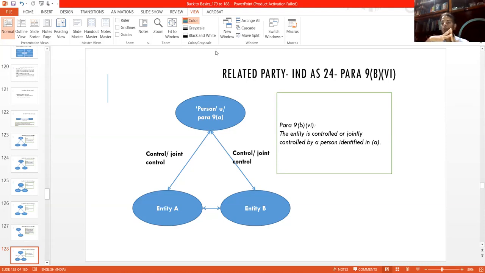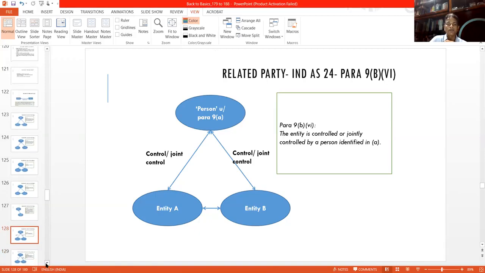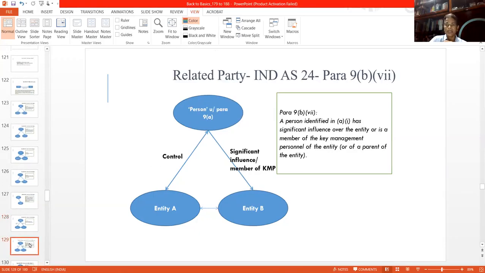So if a common individual along with his close family relations is having control over both the entities, then the two entities are regarded as related parties in terms of 96. And then 97 talks about a person identified in A1, that's once again an individual, who has significant influence over the entity or is a member of KMP of the entity. So in my company, the person in question is a member of my KMP, meaning my director. So my director has a significant influence over the other entity.